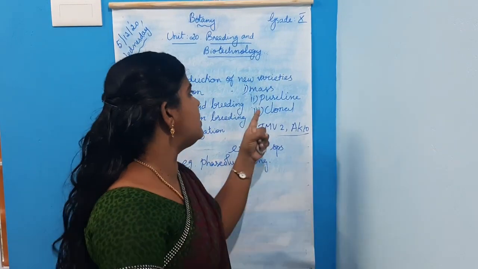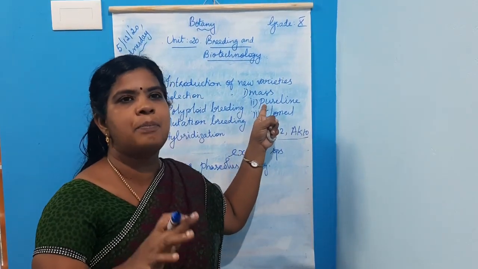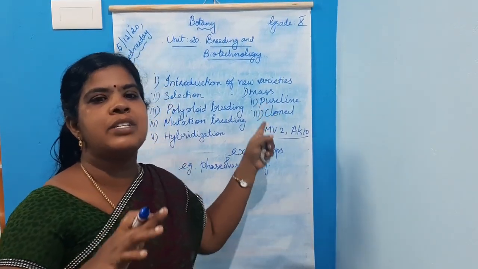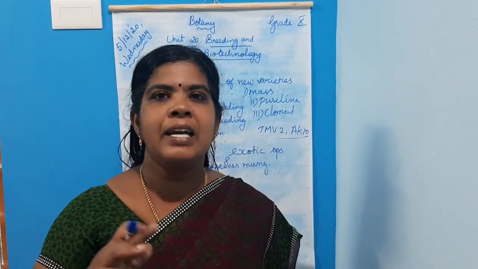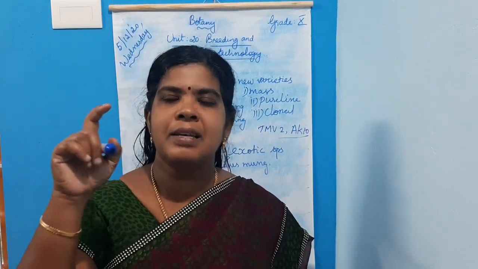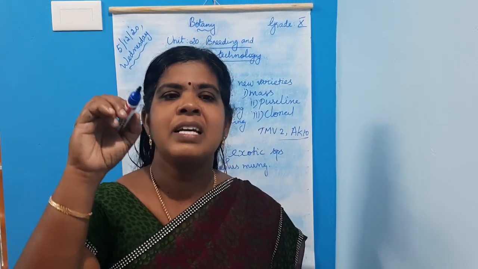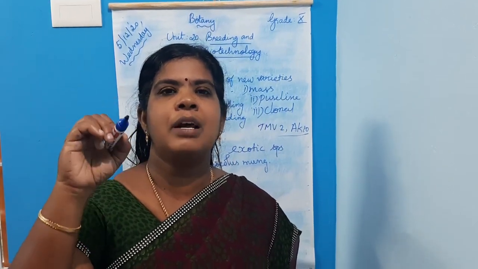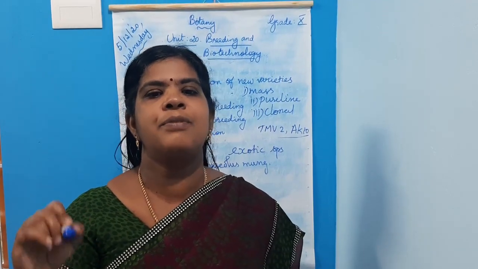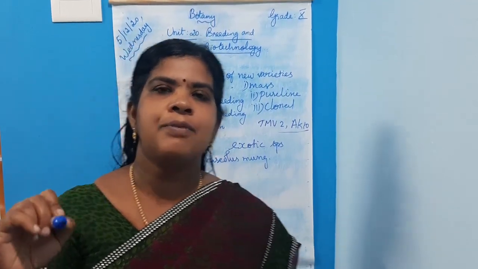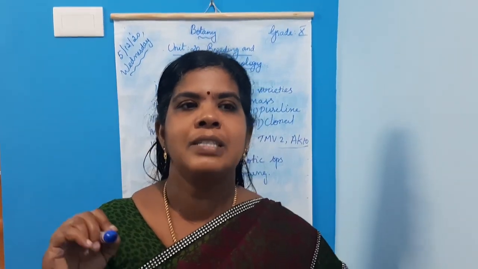Then the progeny obtained from pure line selection is similar both genotypically and phenotypically, because it is obtained from a single individual by self-breeding, isn't it? So the progeny obtained from this pure line selection is similar both genotypically and phenotypically.